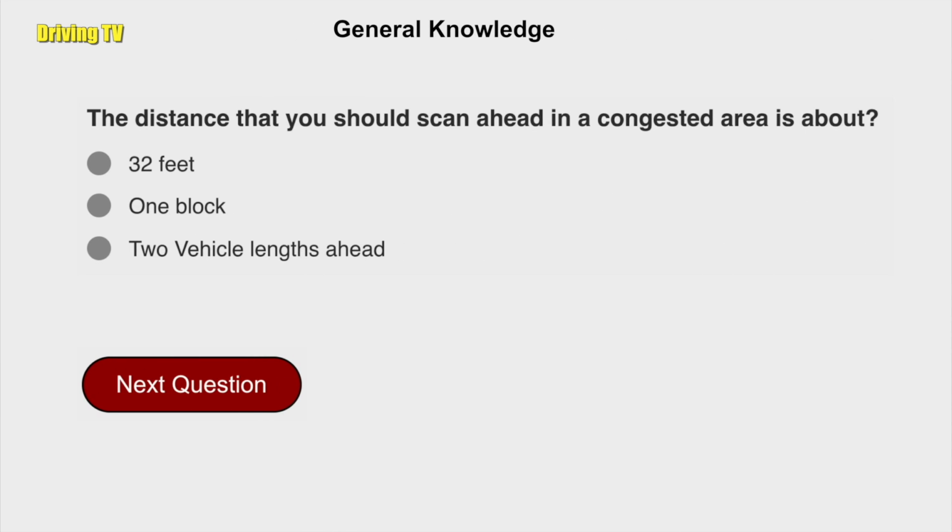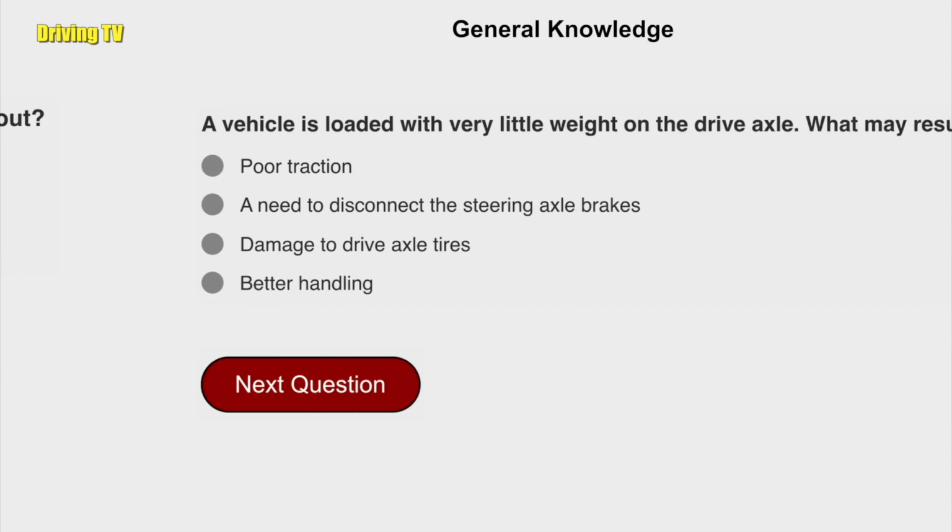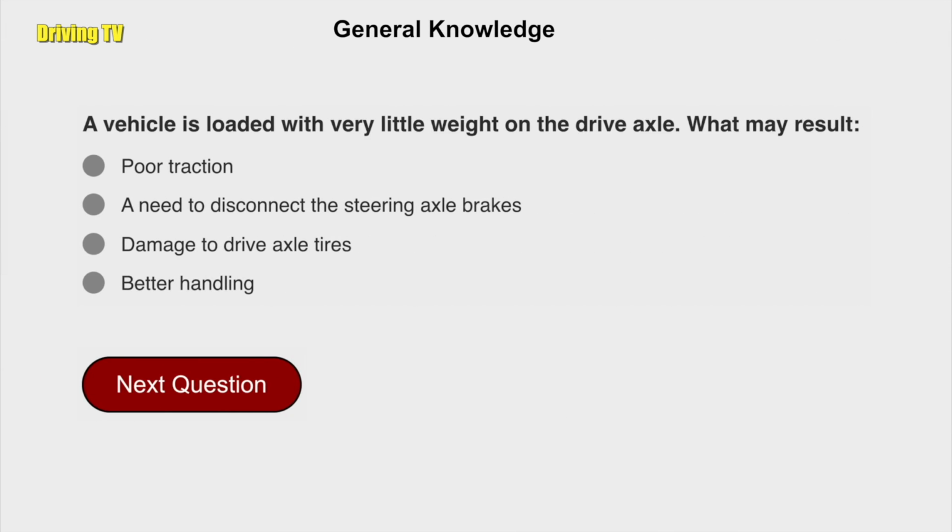The distance that you should scan ahead in a congested area is about 1 block. A vehicle is loaded with very little weight on the drive axle. What may result? Poor traction.